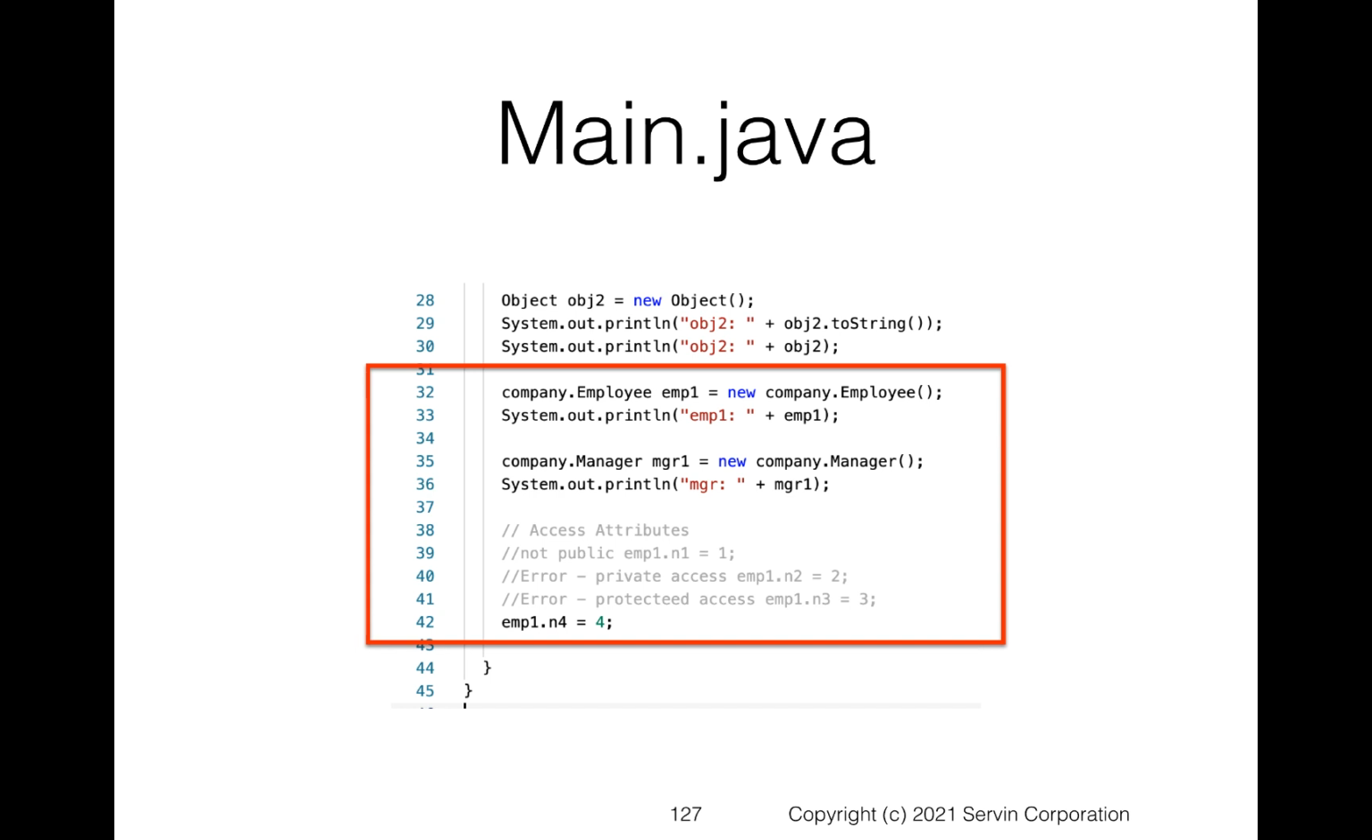That's the only thing I can access because inside employee, only n4 was public. When I tried to access the others, I get errors because I cannot access private and I cannot access protected. Private, of course, is private to the class. Protected is private within the package. And here I'm in main.java. Main.java is not part of that company package, so it cannot access the protected value. And in fact, the only thing it can access, as we see at line 42, is the global. Or pardon me, I say global, I meant public.